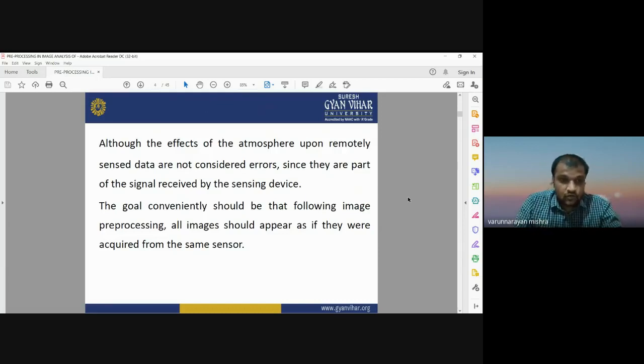So the goal of the atmospheric correction should be that, following image pre-processing, all the images should appear as if they were acquired from the same sensor. This atmospheric correction is very important when we are going to compare or use multi-date images for any kind of change detection analysis or change detection studies.